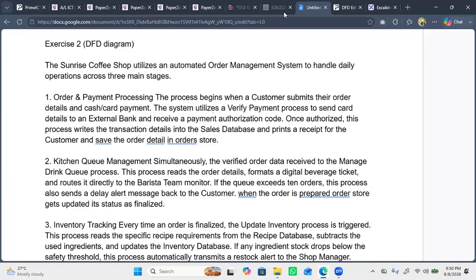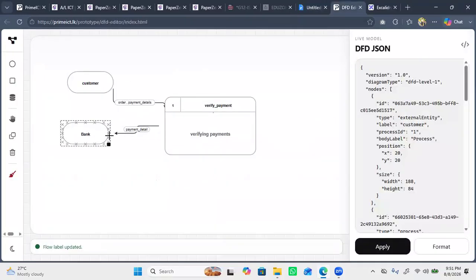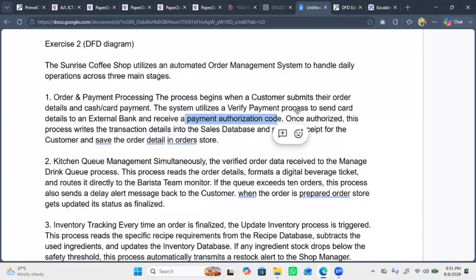The system utilizes the verify payment process to send card details to the external bank and receive the payment authorization code. That means this process is receiving the payment authorization code from the bank. So I will draw another arrow from the bank to verify payment. I'll add the label auth code. Don't alter the name, use the given name.